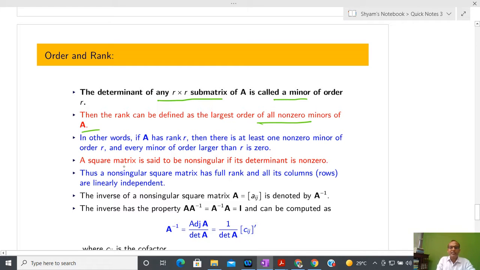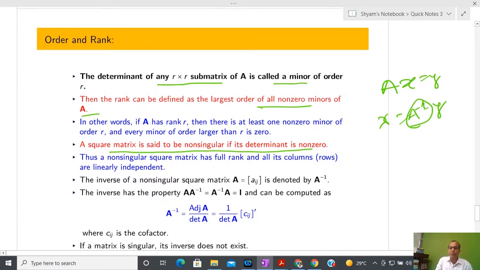Obviously, a square matrix is said to be non-singular if its determinant is non-zero, and if it is singular then the determinant equals 0. Now, whenever you have to check the solution for this square matrix A, I have to make sure that A is invertible. So how to make sure? Just make sure that it is non-singular. If it is non-singular, then I can tell that there exists a unique solution.